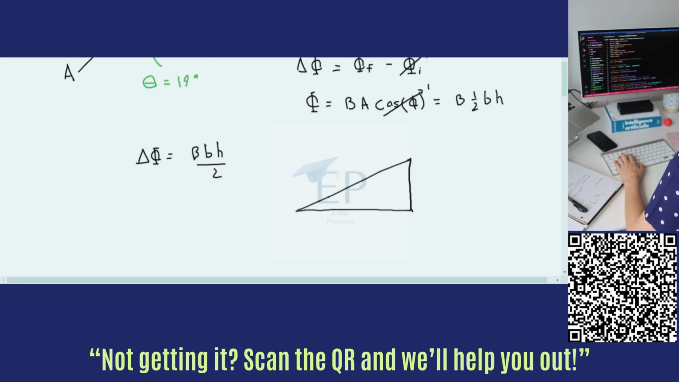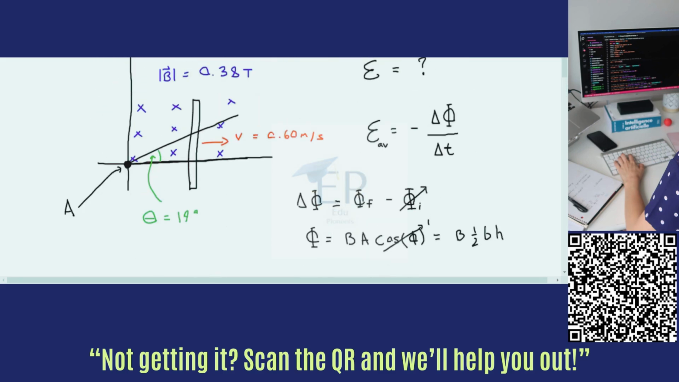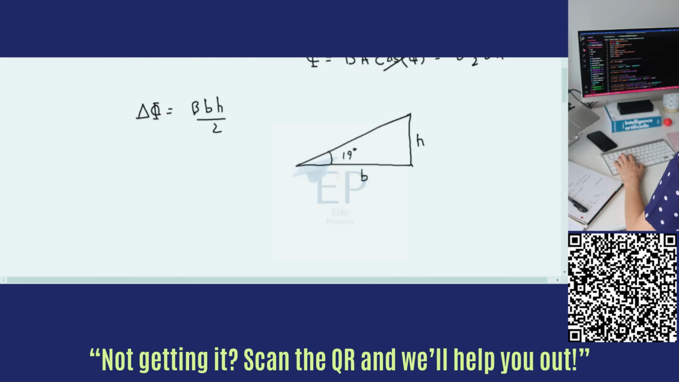we know that this angle here is 19 degrees, but we don't know what the base is and we don't know what the height is. However, we do know that this bar is traveling at a constant rate of 0.6 meters per second. So horizontally, it's just going to travel a distance of its velocity times the change in time, right? Remember back to mechanics, velocity is just equal to the change in distance over the change in time. Or if we solve that for x, we'll have the change in distance is just equal to v times t.